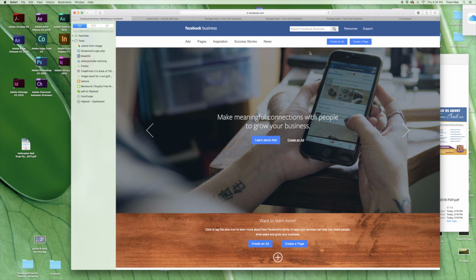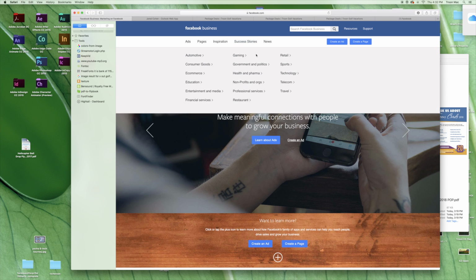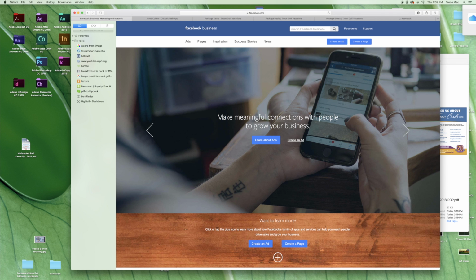I'm going to start from basically square one on getting an ad going, creating one, and we'll go through the whole entire process of executing an ad. I'm creating an ad here as we speak, so you're going to follow along as I'm creating one with our partner, Troon Golf Vacations. We have 3 packages that we're currently running in our most recent email, and we're also running a Facebook campaign for those 3 as well, so you're going to follow along as I create that ad.